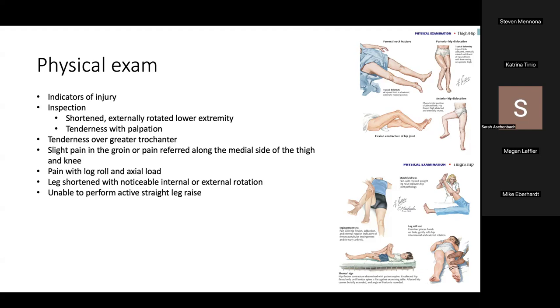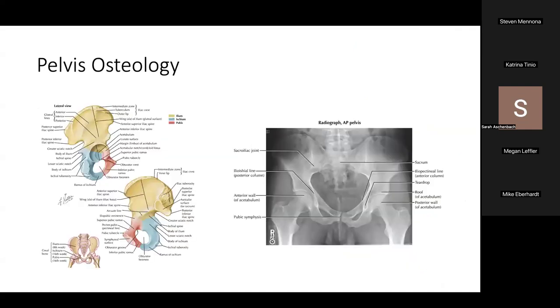They have pain with log roll and axial loading, meaning a log roll is when the patient is lying supine, you place your hands on their leg and gently internally and externally rotate their leg. And then axial load is exactly what it sounds like. You grab the foot or the tibia and gently load the hip. Basically, you're simulating putting weight on it. Like we talked about, sometimes they may have inability to straight leg raise or move, but those are your indicators that something might be going on with the hip. Just a little bit of what we would call osteology.